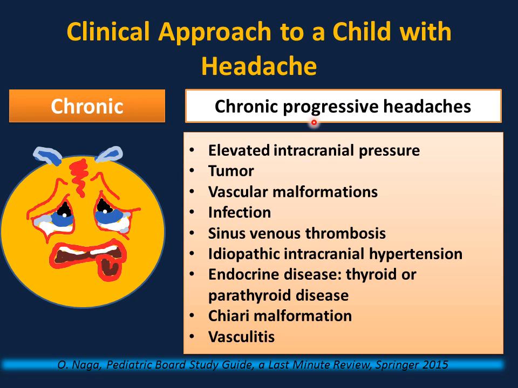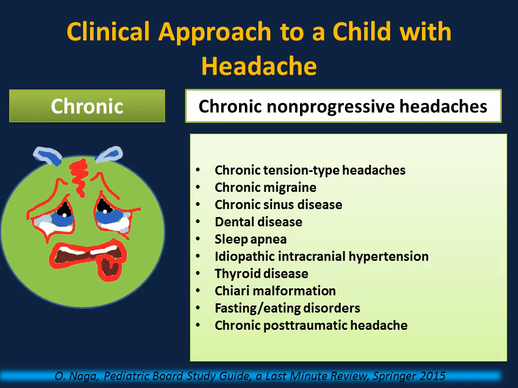Possible causes of chronic progressive headaches: elevated intracranial pressure, tumor, vascular malformations, infection, sinus venous thrombosis, idiopathic intracranial hypertension or pseudotumor cerebri, endocrine disease, for example, hypothyroidism or hyperthyroidism or parathyroid disease, Chiari malformation, or vasculitis. Possible causes of chronic non-progressive headaches: chronic tension type headaches, chronic migraine, chronic sinus disease, dental disease. So it is very important to examine the teeth in any child with persistent headache.